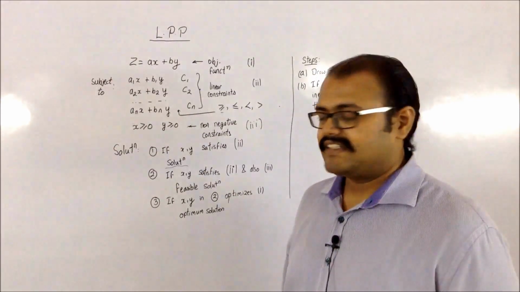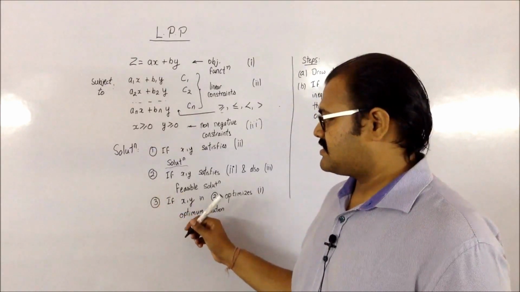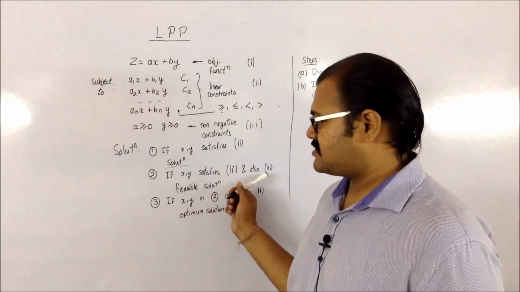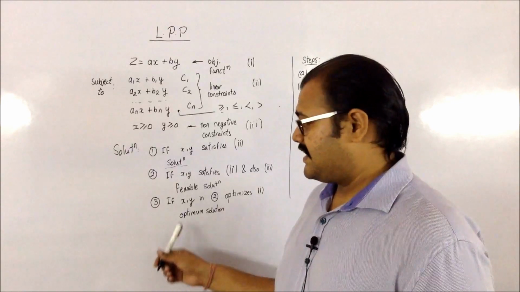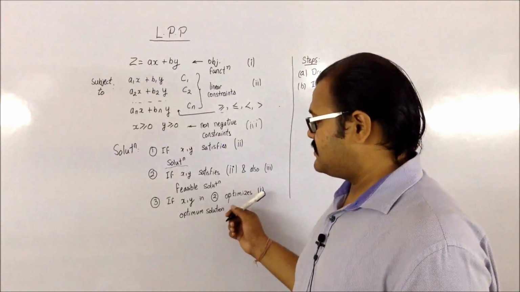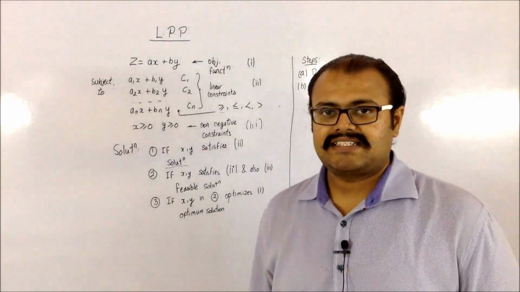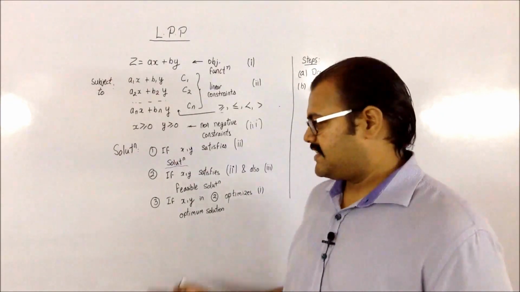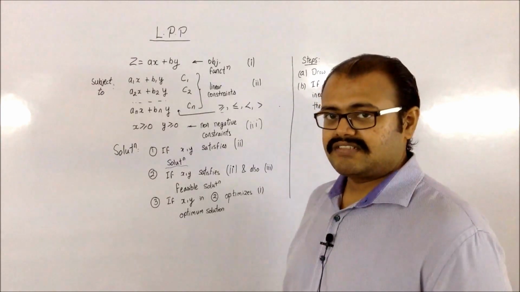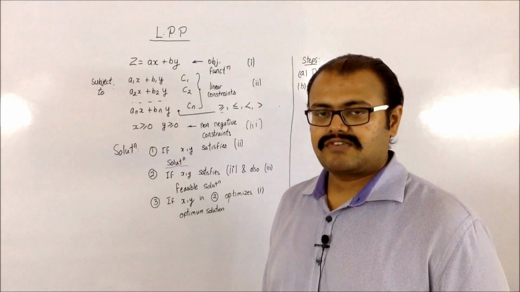And the last one, if it is satisfying my second and third conditions, that is my x and y satisfy 2 and 3, and it optimizes the first one, that is the objective function, either maximizing or minimizing it, then I will get the solution which is going to be the optimum solution.